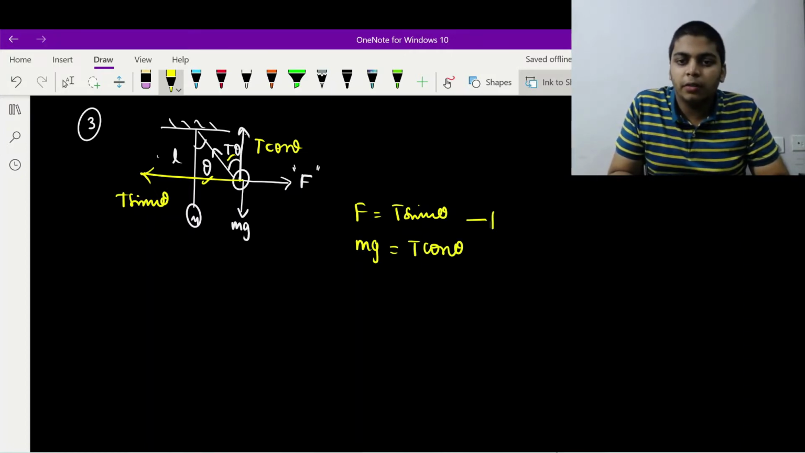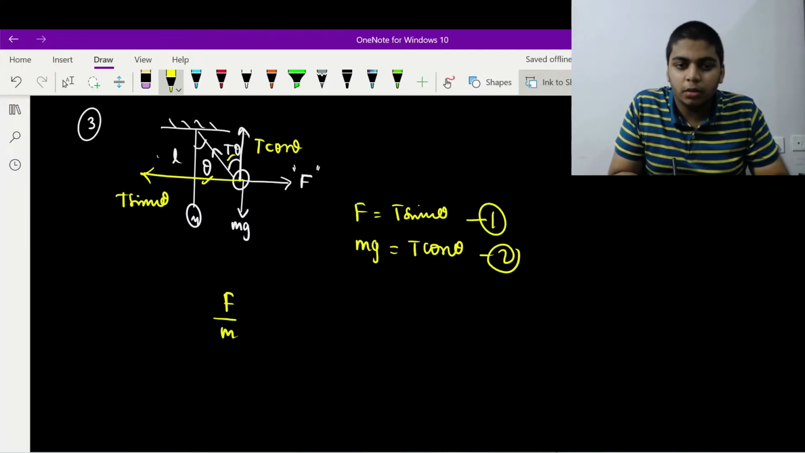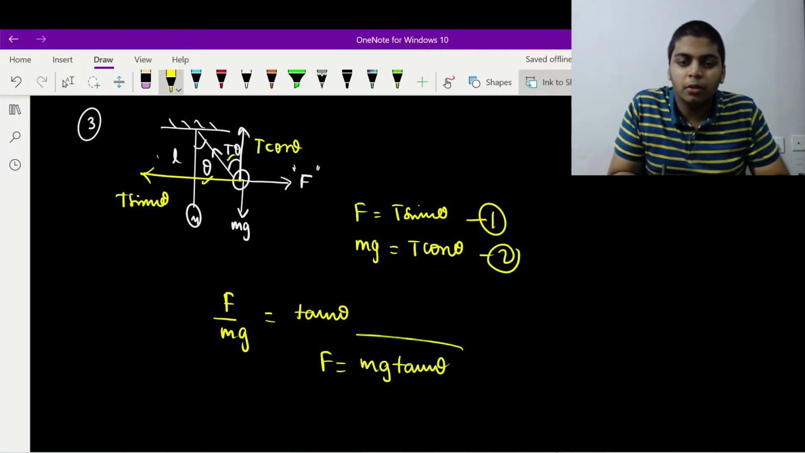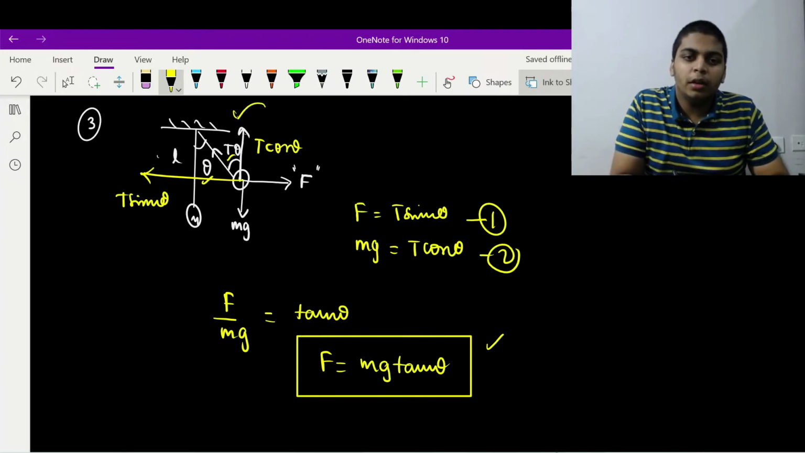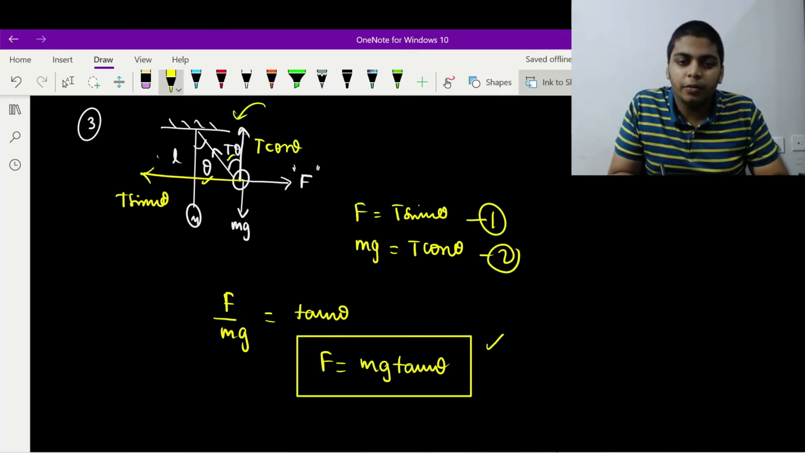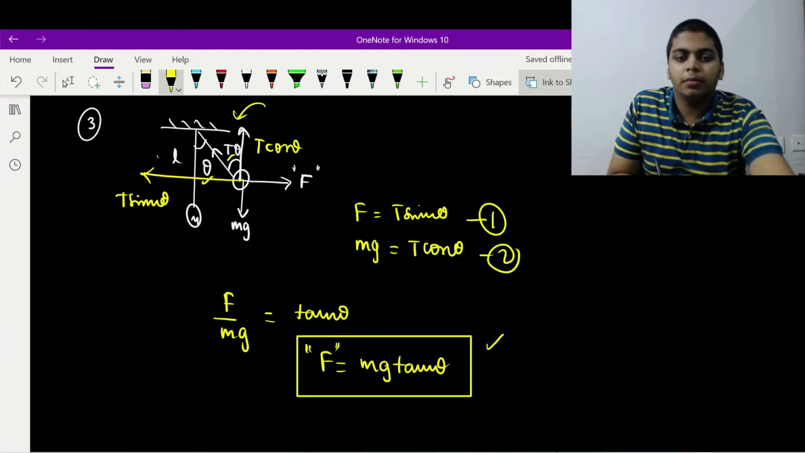So just divide equation 1 and equation 2. So your F by mg is nothing but T sin theta by T cos theta. That will be tan theta, so your T gets cancelled. So the value of F is nothing but mg into tan theta. So even in this case, we have seen how we resolve our tension and find the value of F that we have been asked.